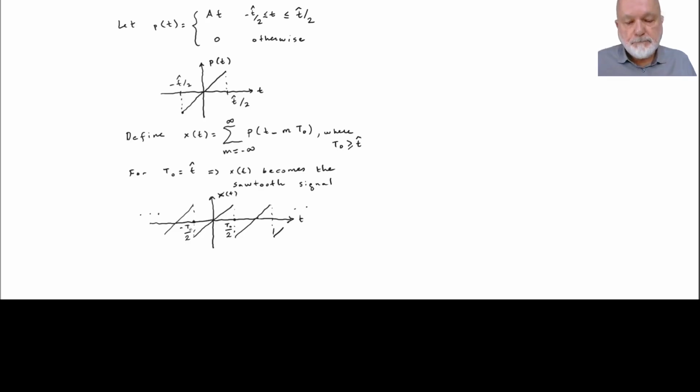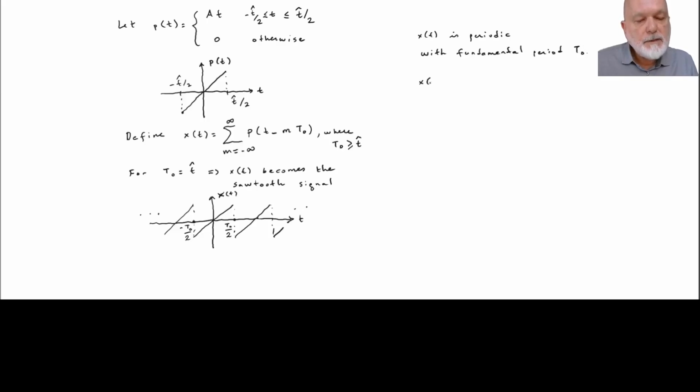But let us calculate the Fourier series of x of t, not for just this case, but in general, for a certain T0 satisfying the inequality T0 greater than or equal to t cap. Now, x of t is a periodic signal. X of t is periodic with fundamental period equal to T0.